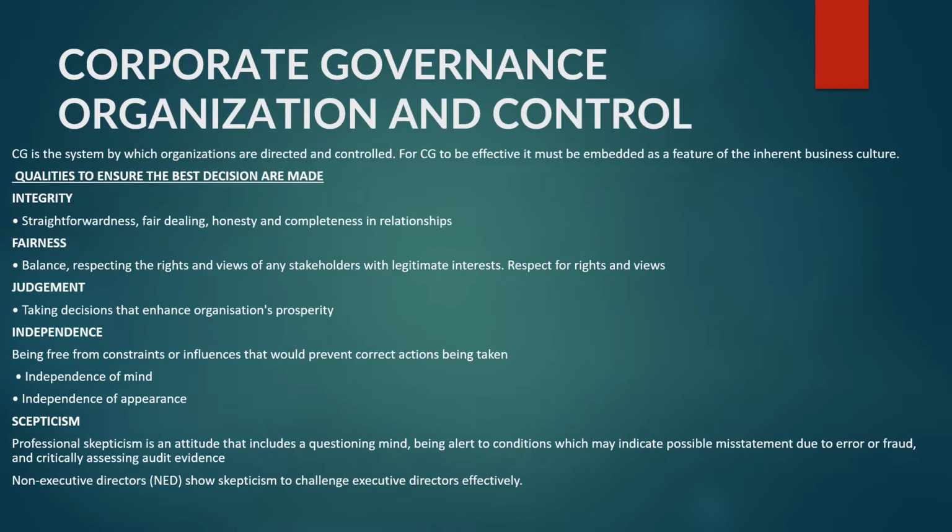We'll move to the next part of policies, which is the corporate governance, organization and control. CG here is corporate governance. That is, corporate governance is the system by which organizations are directed and controlled. For corporate governance to be effective, it must be embedded as a feature of the inherent business culture. Qualities to ensure the best decisions are made.